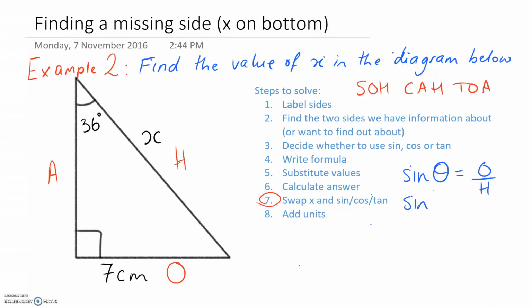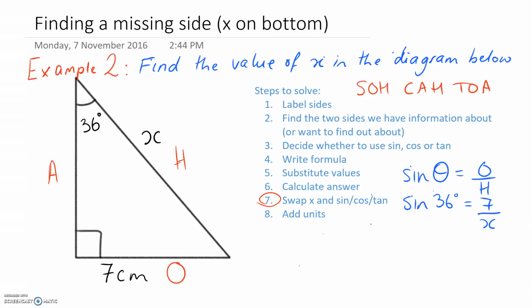Substitute our values in. We've got 36 degrees for theta. The opposite side is 7. And the hypotenuse is the x this time. So this is where the x is on the bottom of the fraction, as I've explained in the title of this video. Now, we're trying to get x by itself, but it's a bit trickier. There's going to have to be an extra step this time.